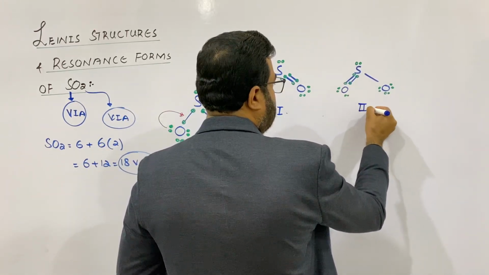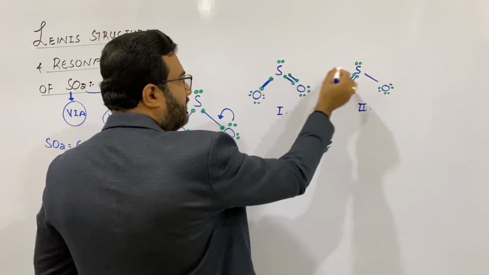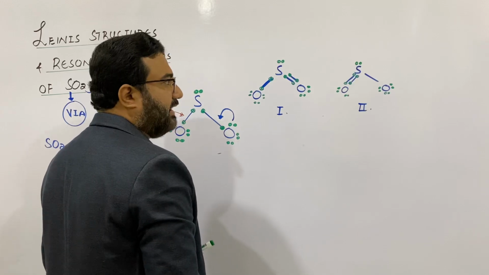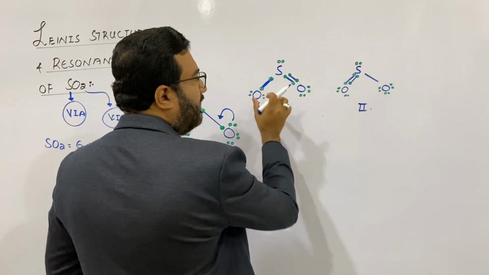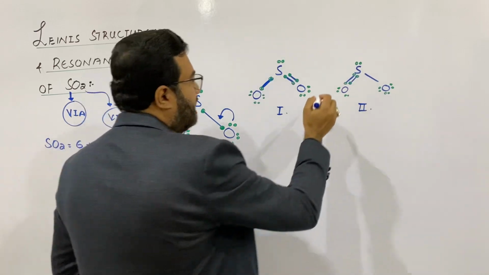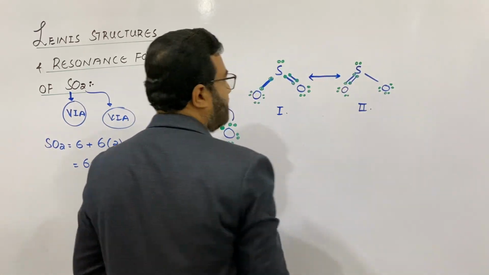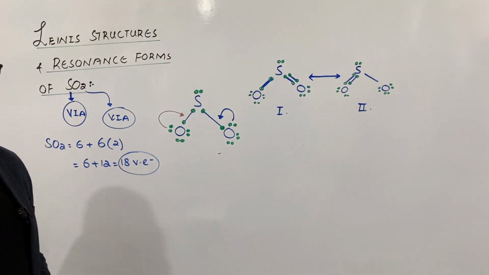Both these structures, dear students, they have equal number of atoms, they have same position of atoms, they have same total number of electrons, that is 18 each, total number of valence electron, but the difference is in the bonding arrangement basically. So these two are called as the resonance structures or canonical structures of each other, and they will be connected by a double-headed arrow, that is the symbol of the resonance.